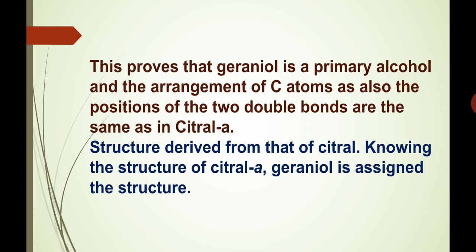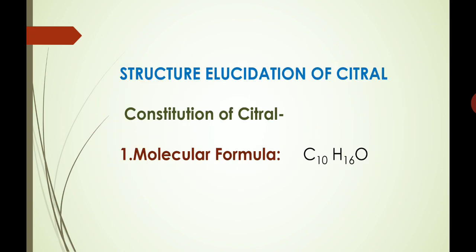So we can say that the structure is derived from that of citral, and knowing the structure of citral A, geraniol is assigned the structure. So to establish the structure of geraniol, first we will have to establish the structure of citral A. So here I will give you a quick recap of the structure elucidation of citral A, which we have already discussed in our previous lecture.